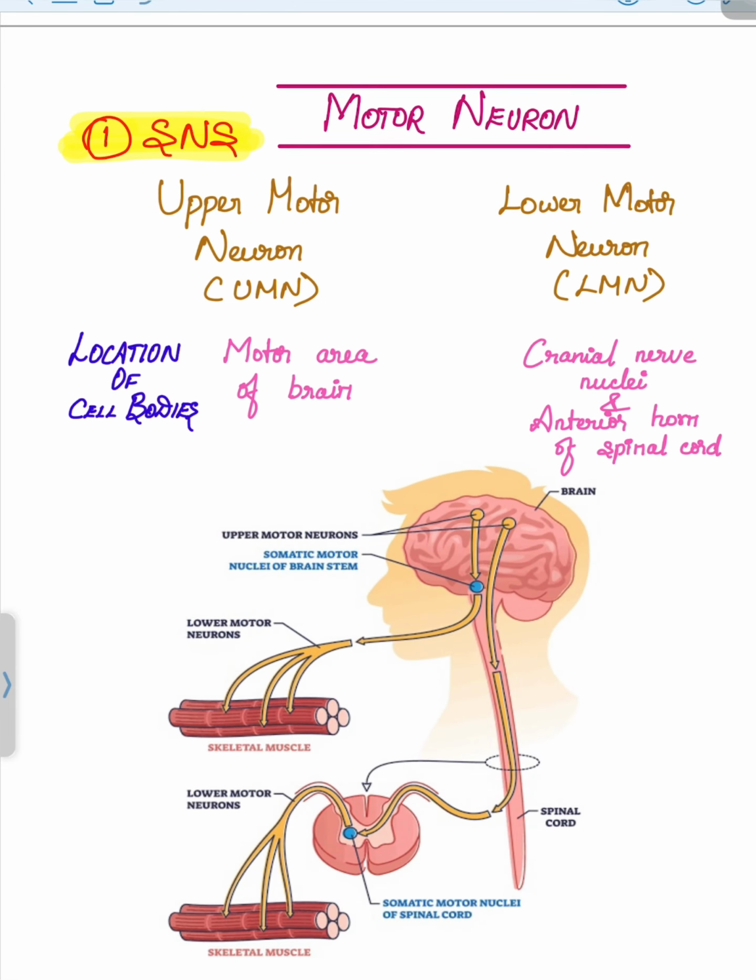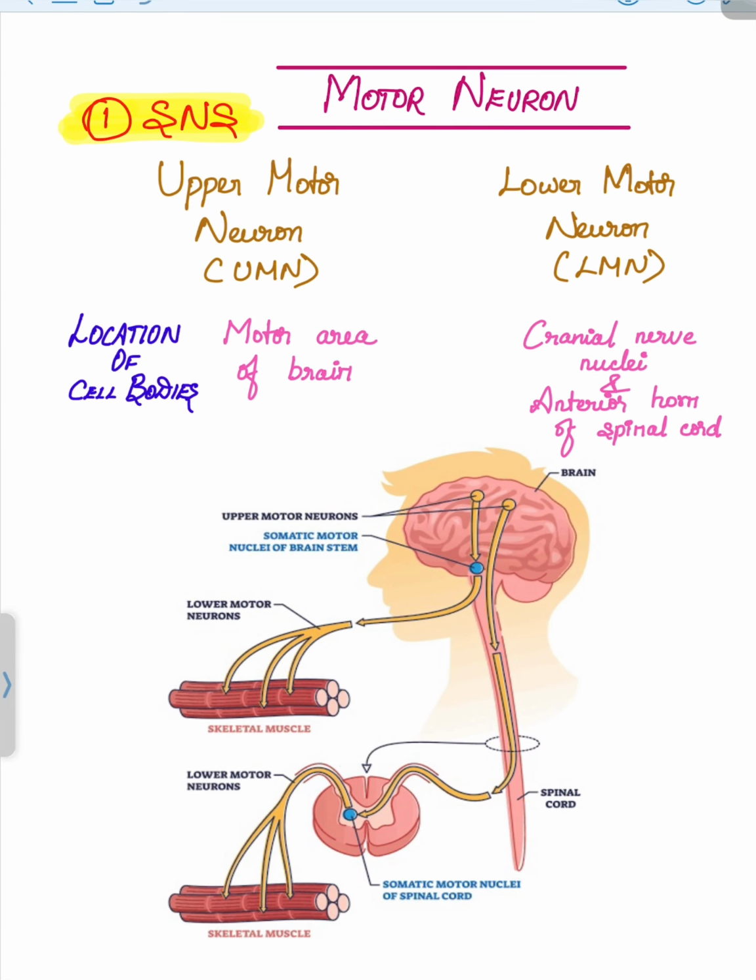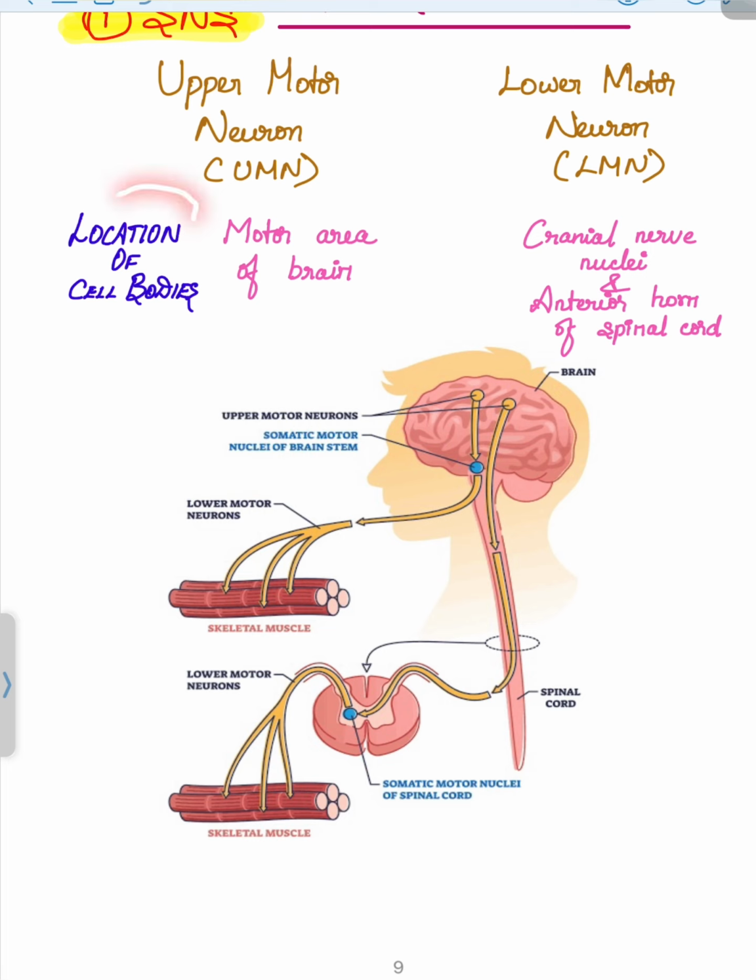Now let's move on to motor neurons. In motor neurons, there are further classifications. First, we will see the classification in the somatic nervous system, and then we will see it in the autonomic nervous system. In the somatic nervous system, they are classified as upper motor neuron and lower motor neuron, mainly based on their cell body location.